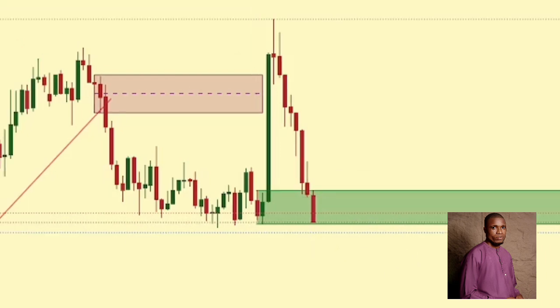This is how I align my higher time frame bias with lower time frame entry. No guessing, no prediction, just structure and confirmation.